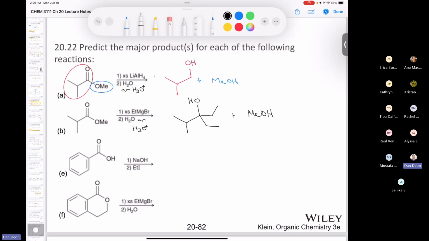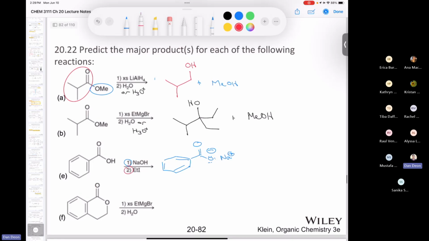The next one, in the first step, we're going to treat it with sodium hydroxide, which is going to give us sodium benzoate. But sodium benzoate is a good nucleophile, so we'll put here sodium benzoate like that. So then in the second step, we treat it with ethyl iodide.